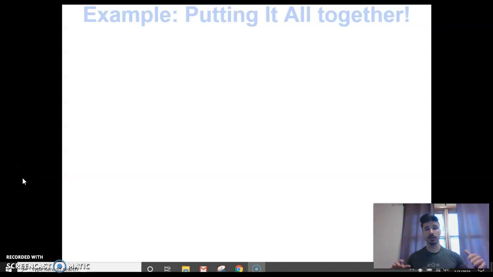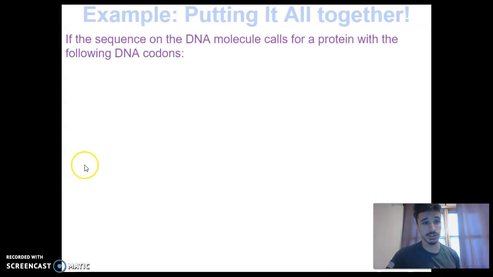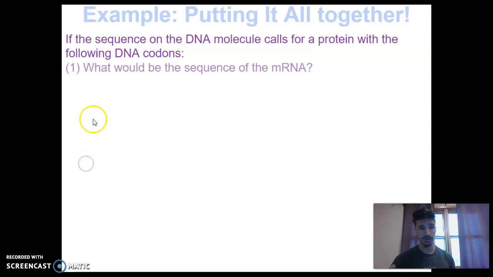All right, ladies and gentlemen, we're going to put all of this protein synthesis stuff together. We're going to start from a piece of DNA and go all the way to a protein. Let's go. So, if the sequence in the DNA molecule calls for a protein with the following codons, these are the questions I want to ask.